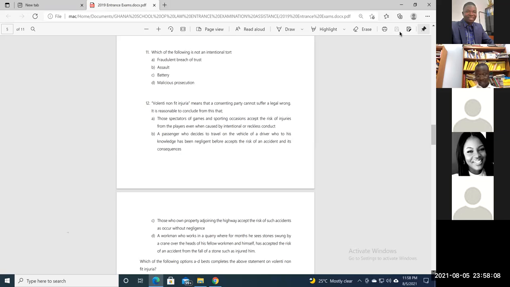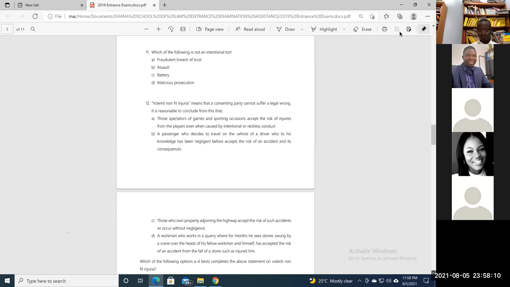Yeah, so if I heard you, your point is that if the plaintiff cannot show that he suffered damage, injury or loss, then he cannot bring an action in malicious prosecution. Is that your point?